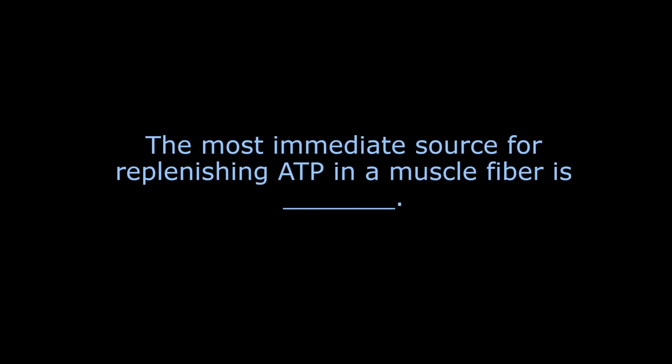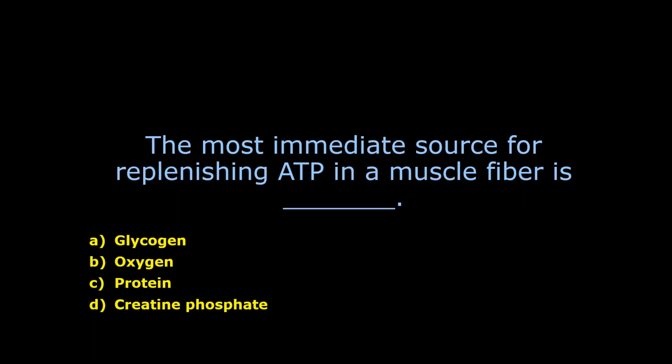The most immediate source for replenishing ATP in a muscle fiber. Okay, there were three mechanisms we talked about. We talked about an anaerobic way to do it, an aerobic way to do it. But the most immediate source on any test you ever see is creatine phosphate. So let's just find our answer. Glycogen, no. Oxygen, no. Protein, no. Creatine phosphate, that's our winner. Within seconds, we can use that and turn it into ATP.